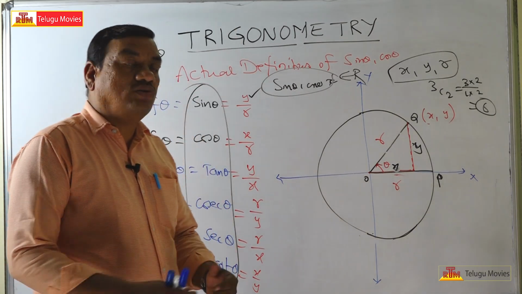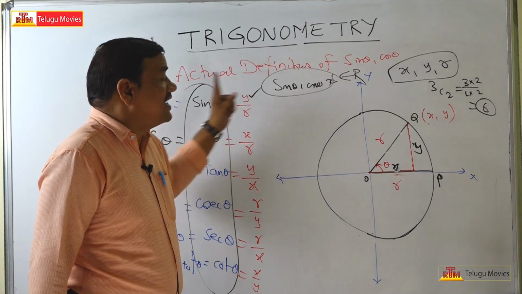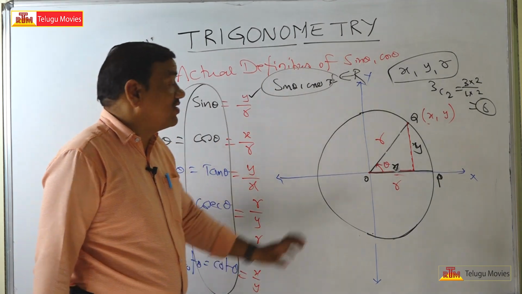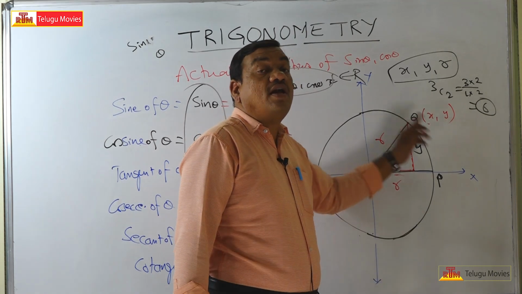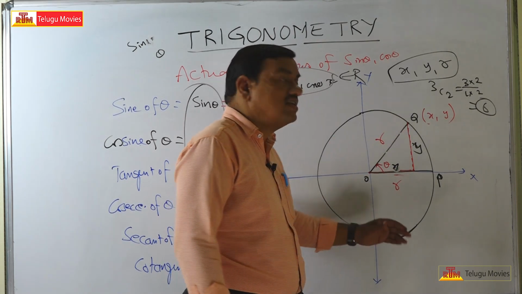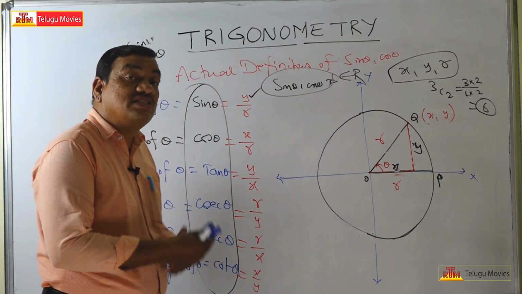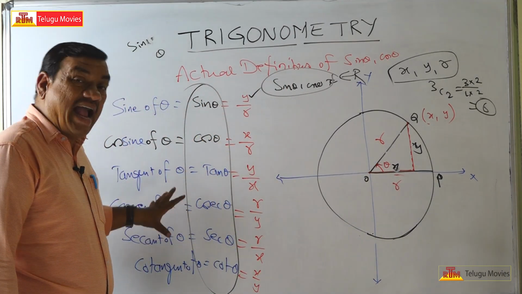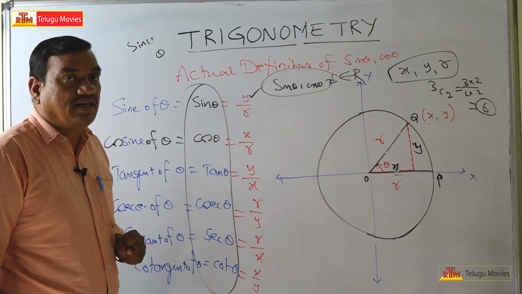That's why sin theta, cos theta, tan theta are sometimes called circular functions, because they are defined from the circle. So these are the actual definitions of sin theta and the others.